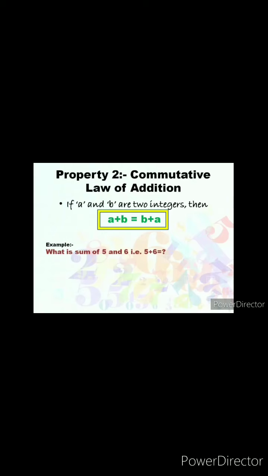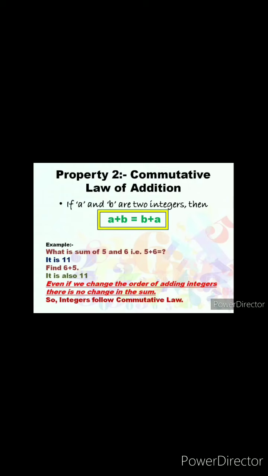Now tell me, what will be the sum of 5 and 6? Yes, it is 11. Now find 6 plus 5. Oh yes, it is 11. Now what do you observe here? 5 plus 6, 6 plus 5. Even if we change the order of adding, there is no change in the answer.